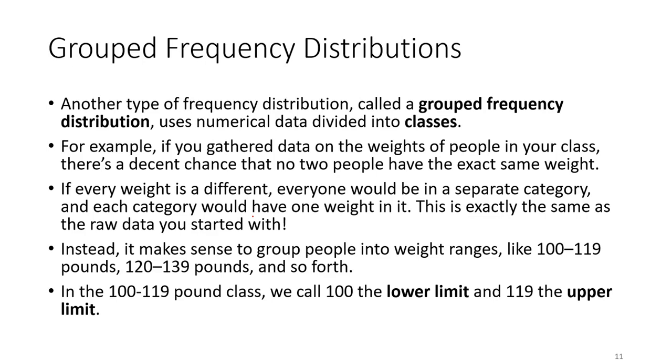If every weight is different, if we tried to make a categorical distribution, well then every weight has its own category. If you sample 30 people, you wind up with 30 different categories. You just have the same data set that you start with. You haven't done anything. So instead, when we have numerical and continuous data, it makes sense to group people into weight ranges. For example, 100 to 119 pounds, 120 to 139 pounds, and so on. In these classes, we refer to the lower number as the lower limit, and the upper number as the upper limit, or the lower class limit and the upper class limit.